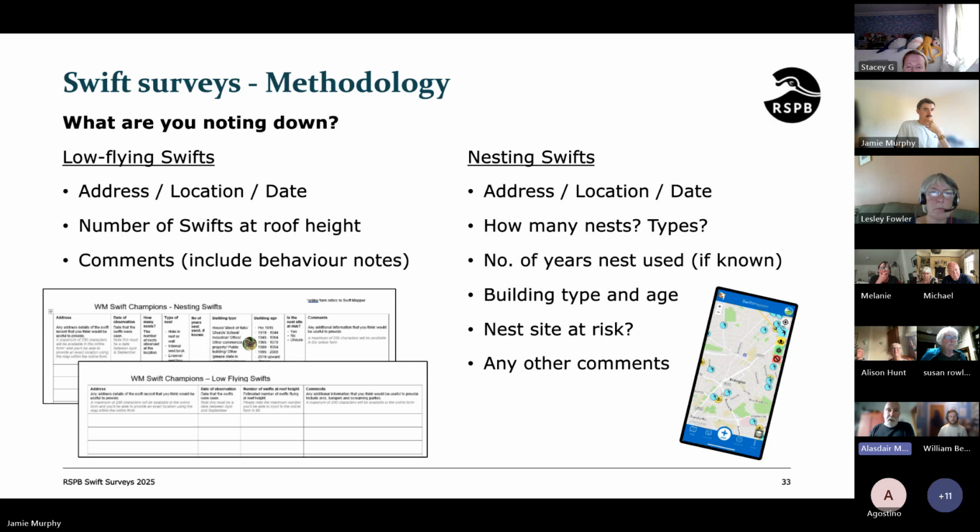So are they going into a natural nest? Are they going into Swift brick? Are they going into a nest box? The number of years that nest being used, if known, if it's something that's been reported before, the building type and age, because this is quite helpful. It's broken down into about 3 categories, so kind of pre-war buildings, post-war, and more modern. So you've got to have a basic knowledge of architectural history. Nest site at risk, well, that's if it's something where scaffolding is going up or it looks like there's some renovation work going on, and then any other comments that you want to put in there.